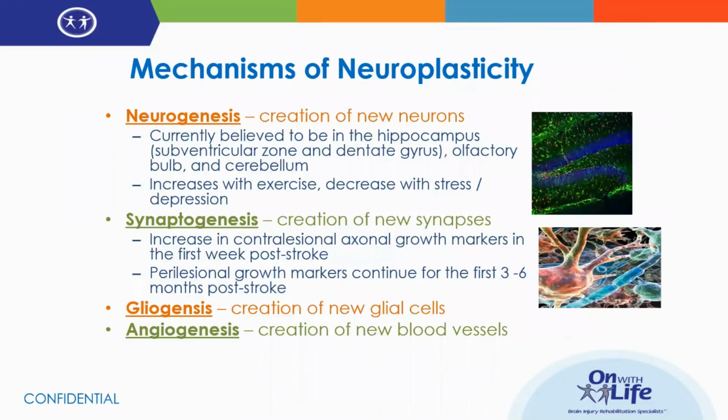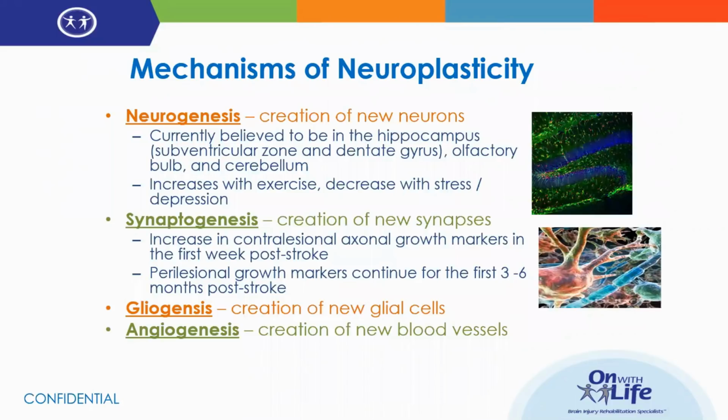They destroy pathogens, remove dead neurons. So they're incredibly important in the structure and the functioning of the brain. And we do know that we can grow new glial cells. So that's what gliogenesis means.